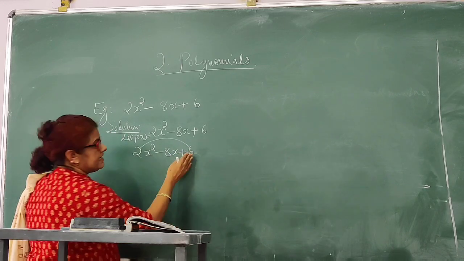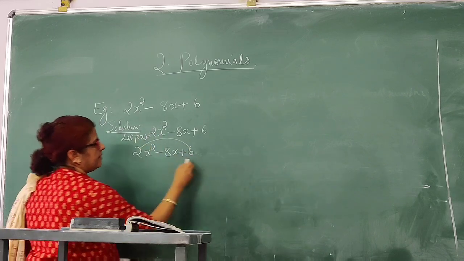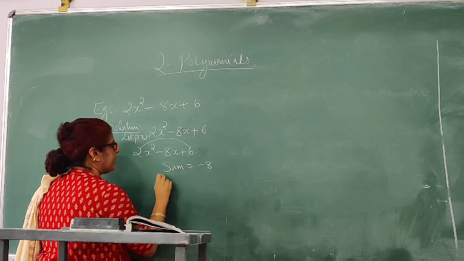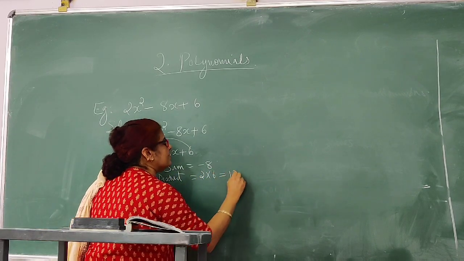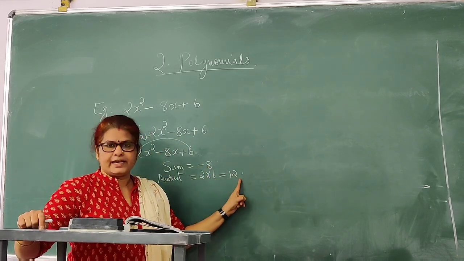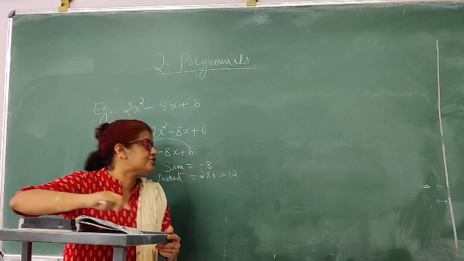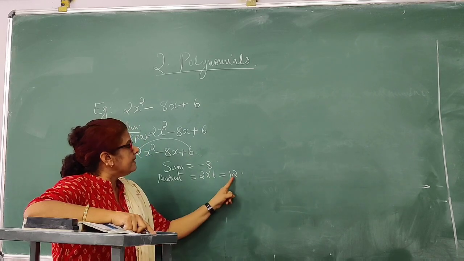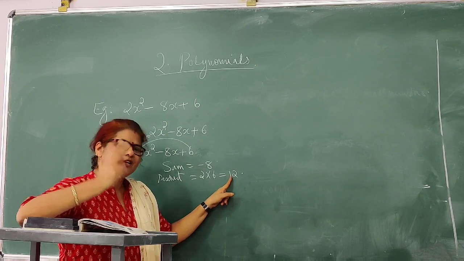We have to find two integers such that their sum is -8 and their product is 2 into 6. Sum should be -8 and product should be 2 into 6, which is equal to 12. It will be very interesting to find the integers. Sum -8 and product plus 12. First of all, we have to use our common sense to find the sign of the integers which we are going to find out. Here, the sum is negative and the product is positive, and we have to find the two integers.